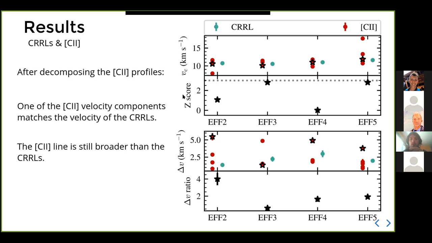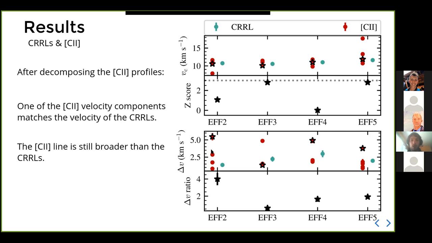Once we decompose the C+ line into multiple velocity components, we can compare that with what the carbon radio recombination lines are doing, and that's shown here on the right. We have first the central velocity of the different line profiles and their separation in terms of their standard deviation. So anything below 3 here means that they are statistically consistent, assuming that we have Gaussian errors in the line centroid.